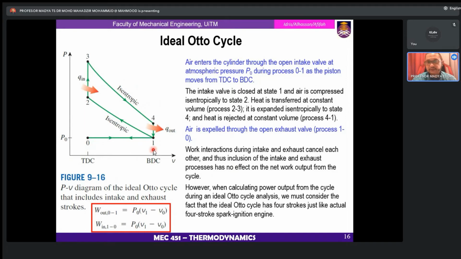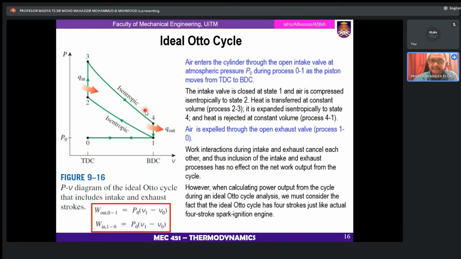The intake valve is closed at state number one, and the air is compressed isentropically to state number two. Here is the first process, the isentropic compression. Heat is transferred at constant volume, that means at process 2 to 3. Then it is expanded isentropically to state number 4, the expansion at the power stroke.